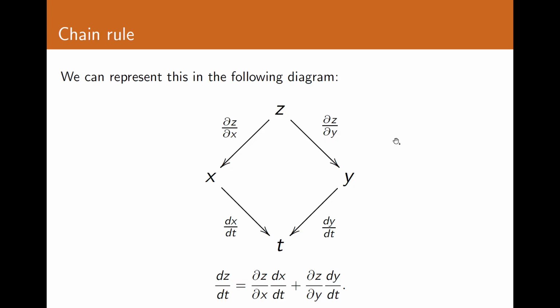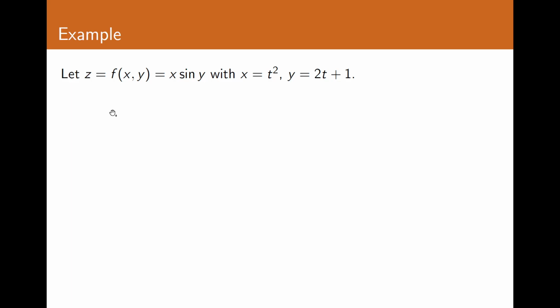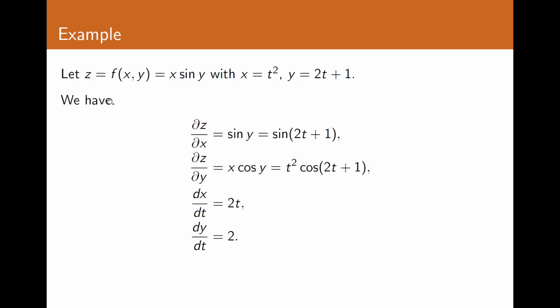So let's see an example of this. Let z equal f of x, y, which is x times sine of y, and x is going to be t squared, and y is going to be 2t plus 1. So we can calculate all of the derivatives we need. The partial of z with respect to x, the x just becomes a 1, so I get sine of y. Since in the end I want everything in terms of t, we replace that y with 2t plus 1 here.